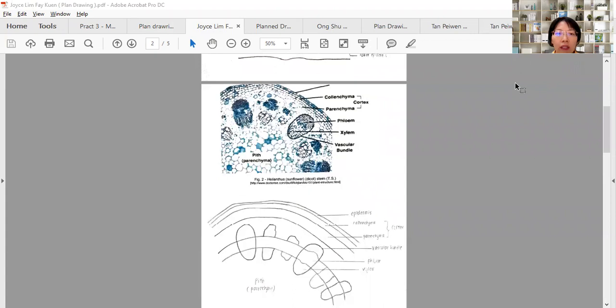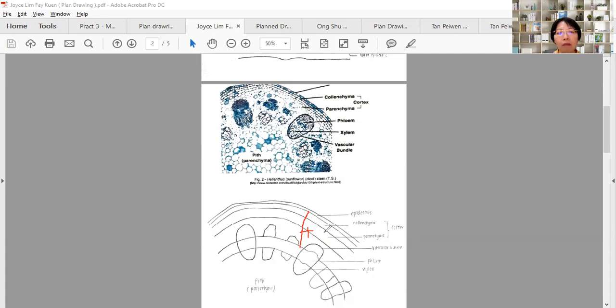So this drawing is not accurate. But there are certain layers that are correct, like epidermis is correct. There's collenchyma, of course, it's already labeled here, okay? Collenchyma, and then parenchyma. Now, this is wrong. This line is wrong because parenchyma will stretch all the way to here. Because don't forget, cortex will stretch from epidermis all the way to the cambium region in the stem.